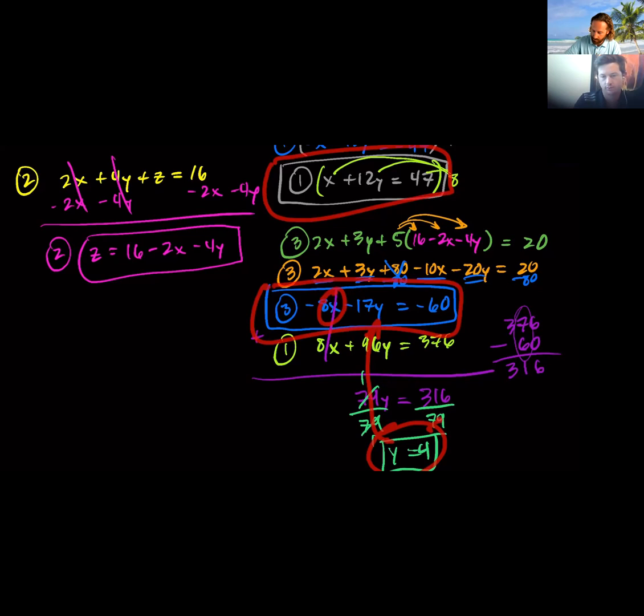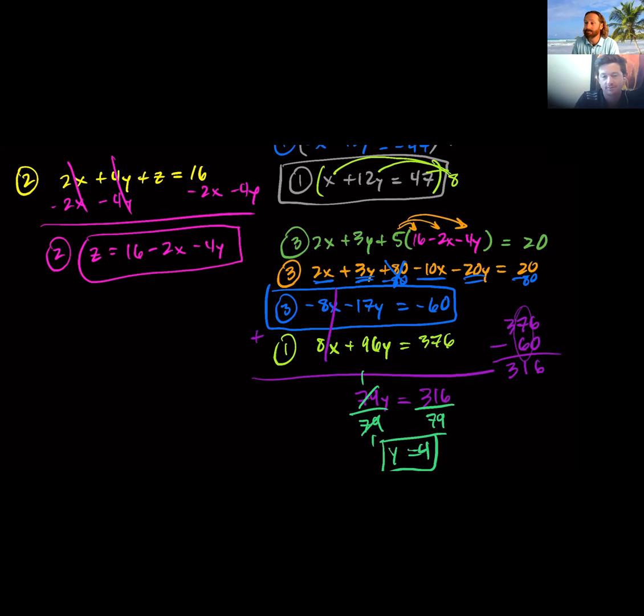And which one should I plug it into? Good. Jacob got my joke. Equation one. How come? Again, it doesn't matter. We're still finding the same x, y, and z for all three of these, but equation one, trying to solve for x, is a lot bigger and uglier than this one is. I already almost have the x by itself.